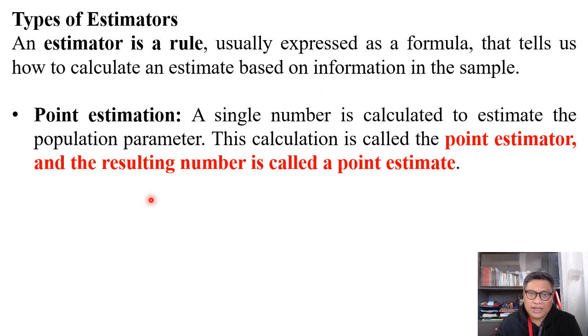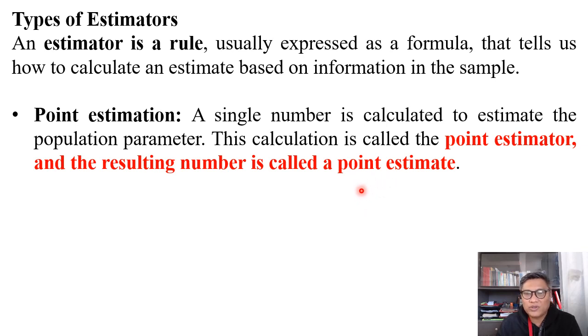So one type of estimator is what we call the point estimator. This is simply a single number that is calculated to estimate a population parameter. So either we are estimating a population mean, or we are estimating a population proportion or a percentage. This calculation is called the point estimator. Sometimes, of course, another name is a point estimate. Okay. And of course, the resulting number is what we call the point estimate.